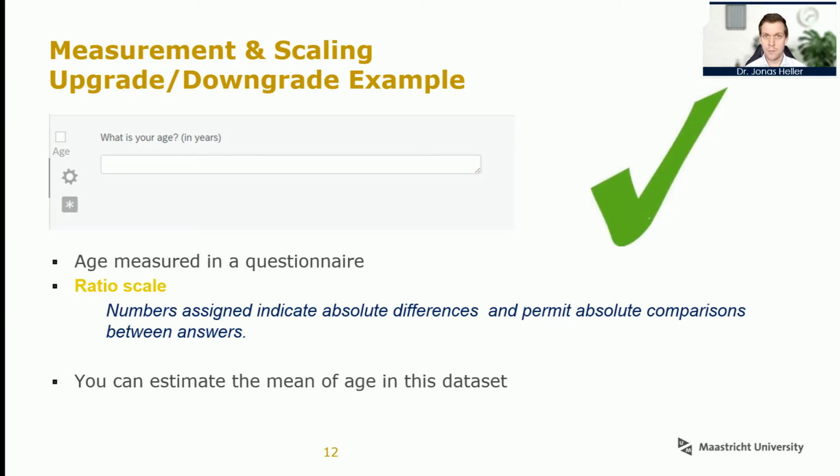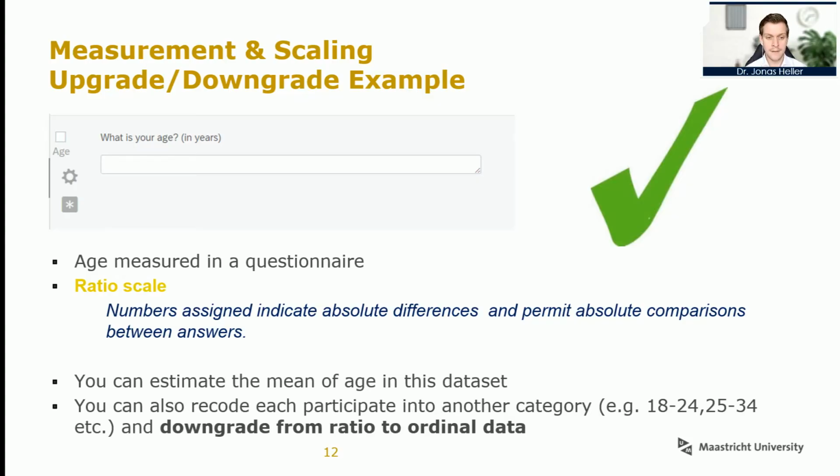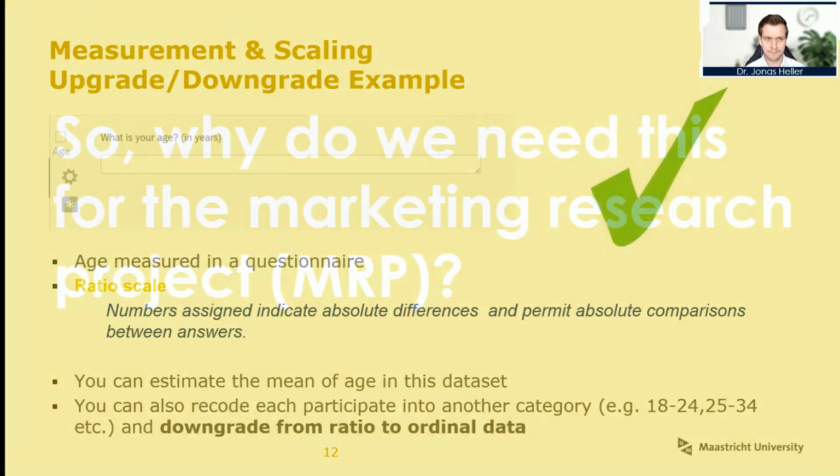What it also allows us to do, and that is important, is recode the age of all the participants into different ordinal categories, right? If you know the specific age for each participant, you can always recode participants into different ordinal categories, which is downgrading from ratio to ordinal data. So if you follow this way of measuring data, you have more flexibility later on in your questionnaires, and therefore it is important to understand that you can never upgrade your scales, but you can always downgrade your scales.